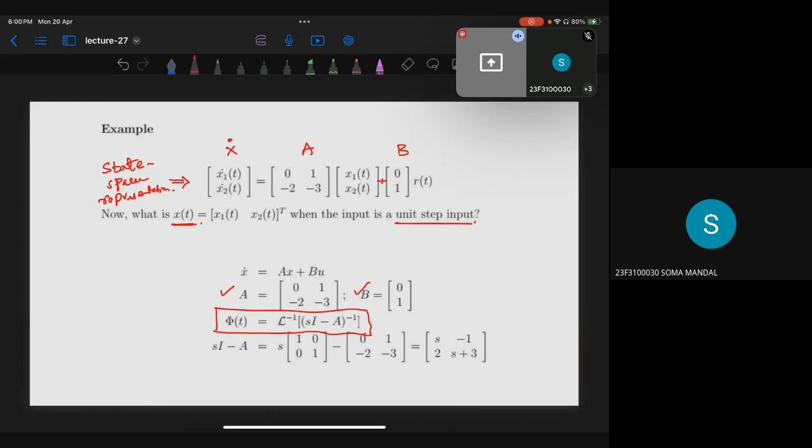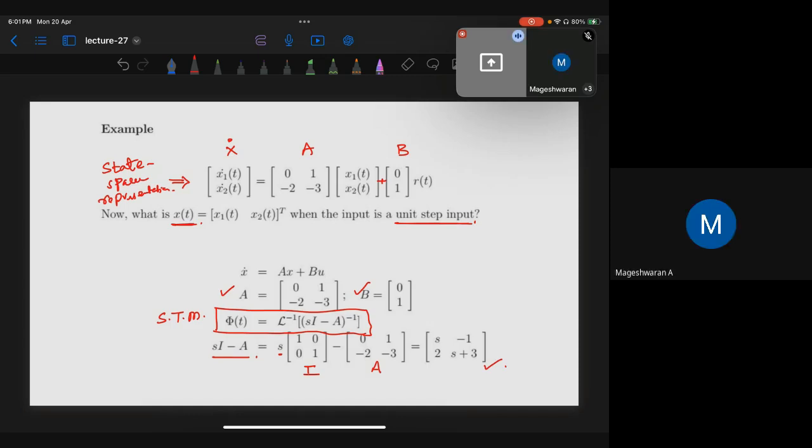So the first step is finding the state transition matrix. We divide the problem into parts. We have to take L inverse of (sI minus A) whole inverse. First we take sI minus A. s is just a number, a variable, multiplied by I, and then the A matrix. You have to take the I matrix with exactly the same order as A. So this is sI minus A. Is there any doubt in this?